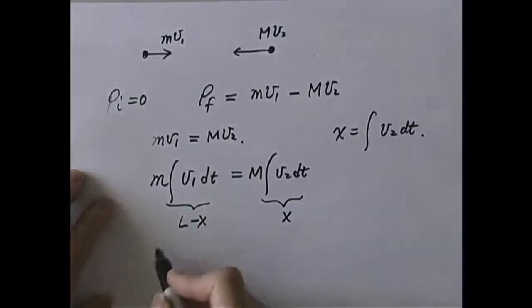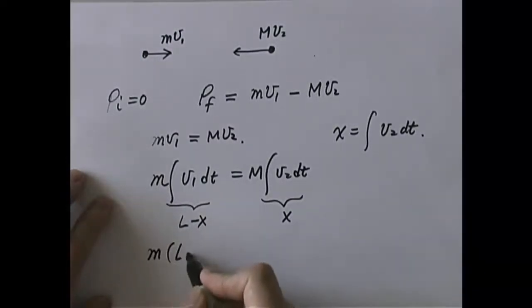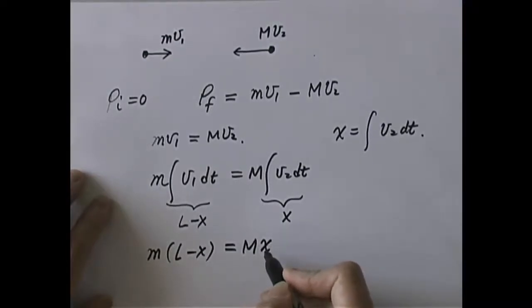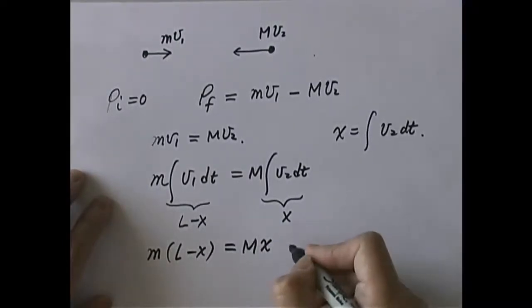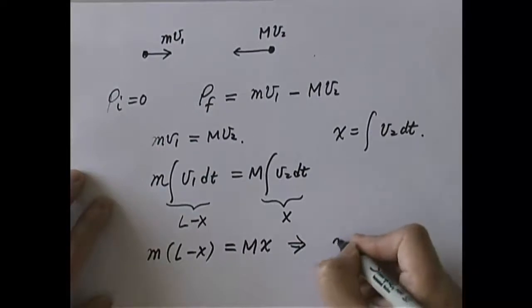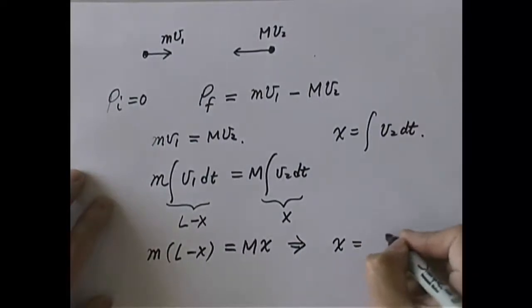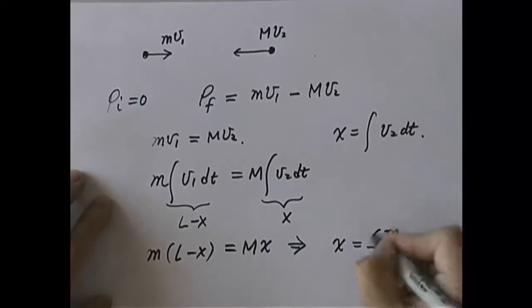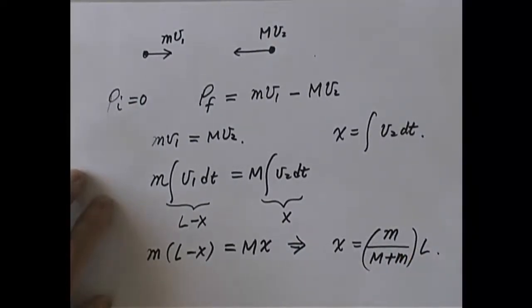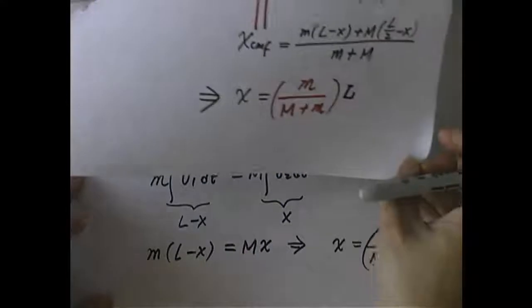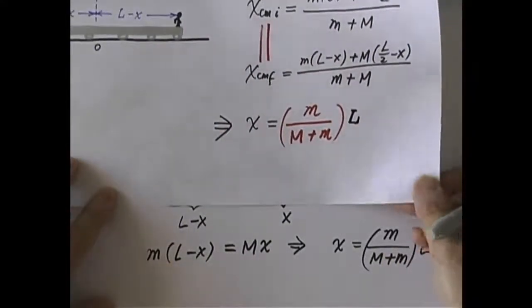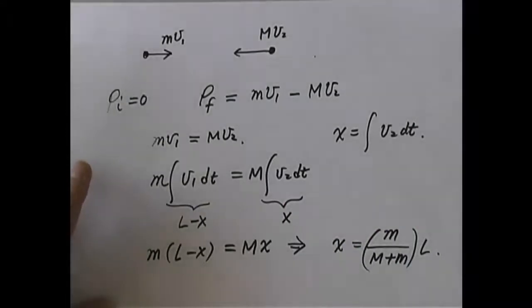Okay? So I conclude that m times (L minus x) equals the mass of the car, capital M, times x. And that will give me the exact same result. x equals m over the sum of the masses times L. I get exactly the same result as that. Okay, the concept is a little different, but they're related.